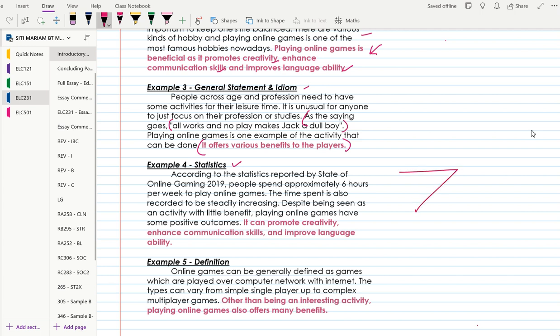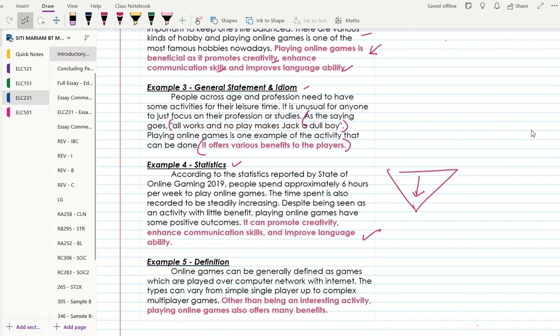So again, we are following the shape of the upside down triangle. So we start off with something general, the statistic itself, and then later on we relate it to the benefits of playing online games. And lastly, again, do not forget your thesis statement. It can promote creativity, enhance communication skills, and improve language ability.